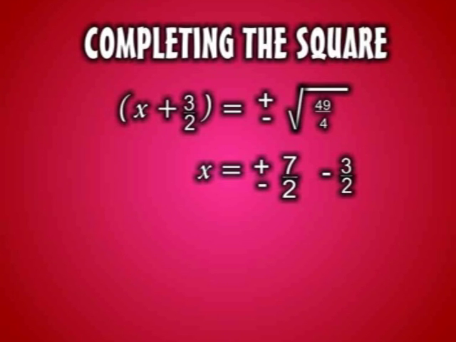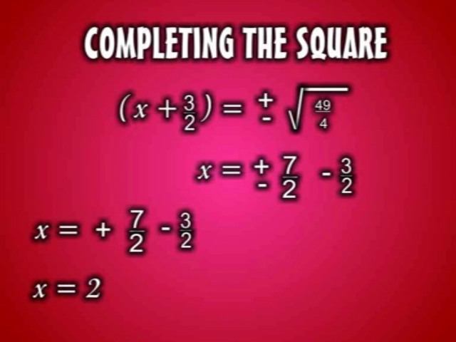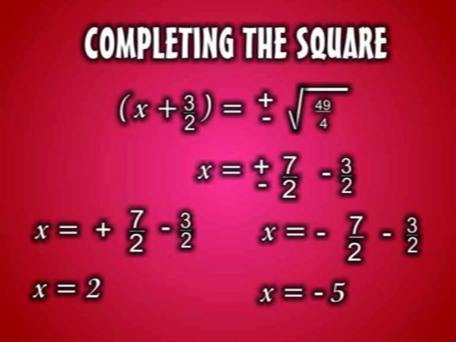Now break it up. The reason we have plus or minus is because it could either be positive or negative. That means that x is either equal to positive 7 over 2 minus 3 over 2, which is equal to 4 over 2, which is equal to 2, or x is equal to negative 7 over 2 minus 3 over 2, which is equal to negative 10 over 2, which is equal to negative 5. Notice something, that completing the square gave us the same two x values as did factorization, and it should.